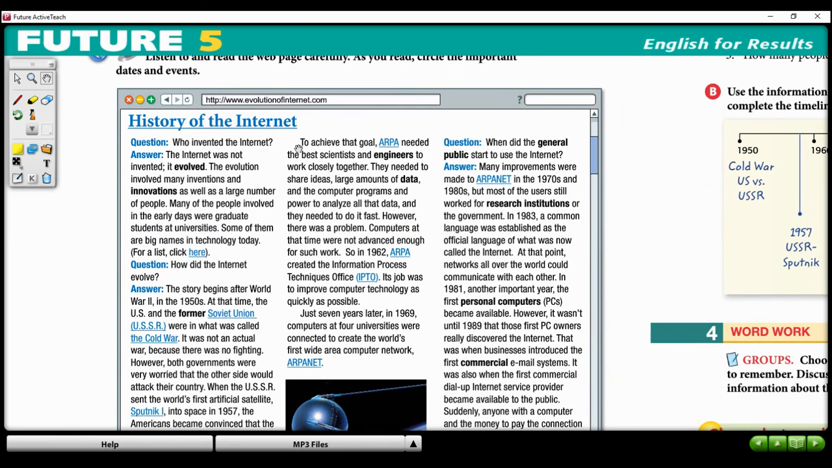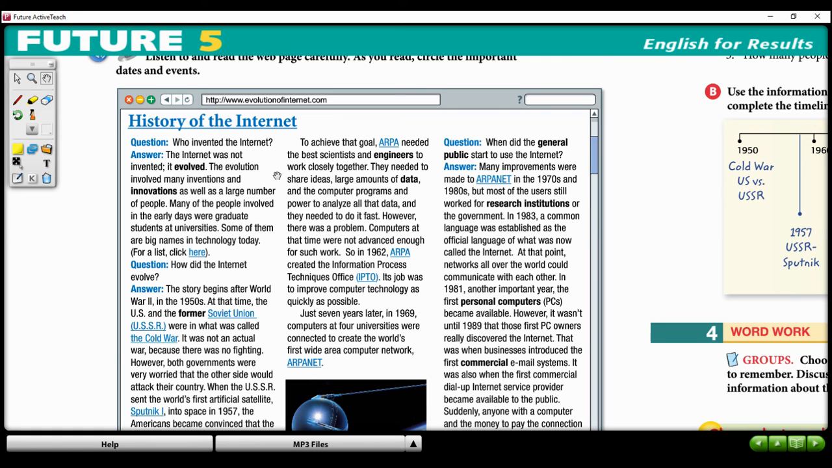To achieve that goal, ARPA needed the best scientists and engineers to work closely together. They needed to share ideas, large amounts of data, and the computer programs and power to analyze all that data, and they needed to do it fast. However, there was a problem. Computers at that time were not advanced enough for such work.